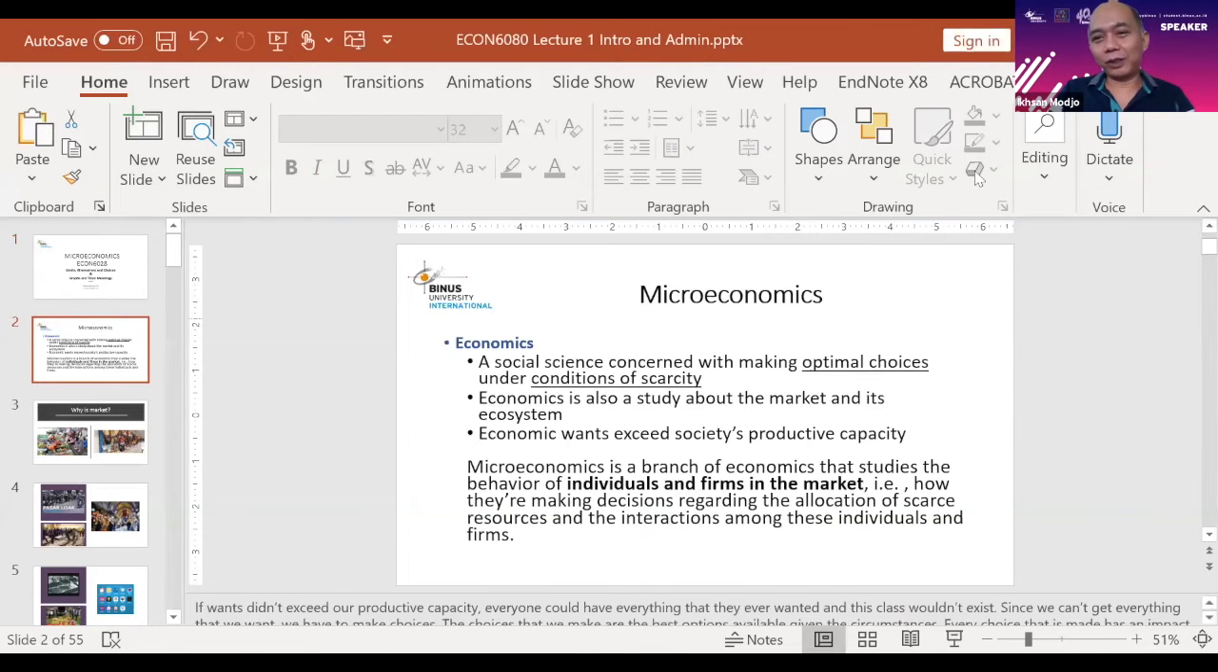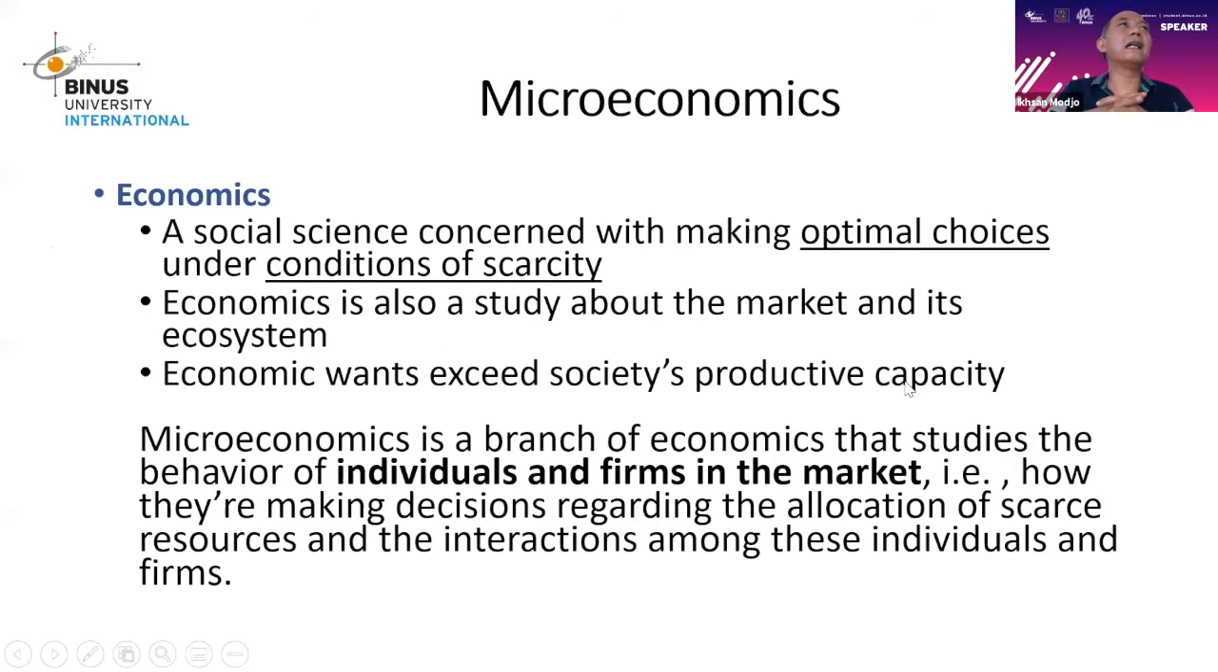On microeconomics. So what is economics? What is microeconomics? Microeconomics is basically a social science concerned with making optimal choices. It is the science of making decisions when you have limited options. Why are options limited? Because we have scarce resources. So how are you going to optimize your decisions when you face conditions of scarcity? This is basically what we face in daily life.